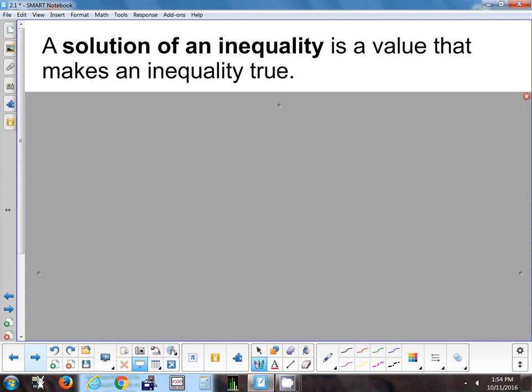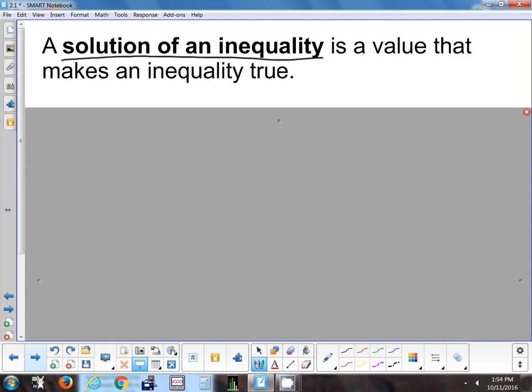Okay, a solution of an inequality. That's what goes on your blank. A solution to an inequality, or a solution of an inequality, is a value that you can plug in, and it makes it true. No space? Oh, no space. Just right above it.